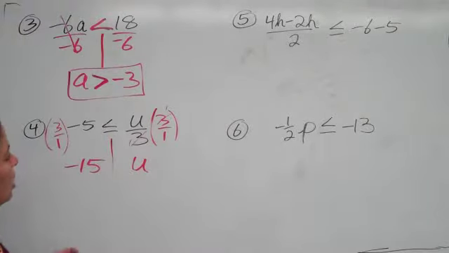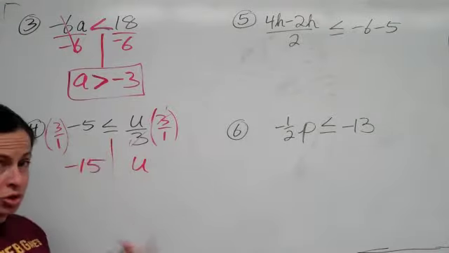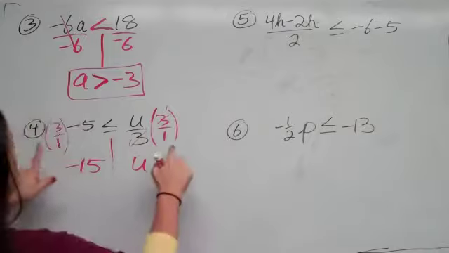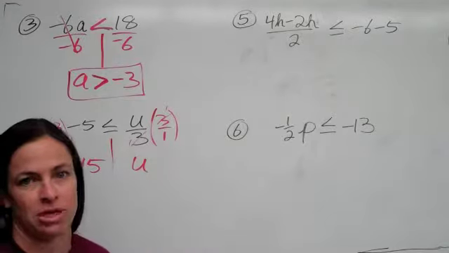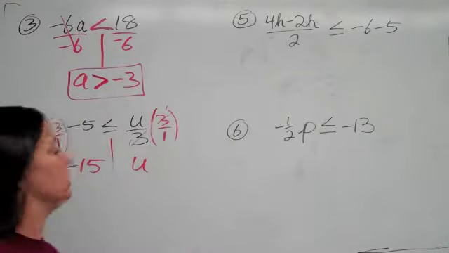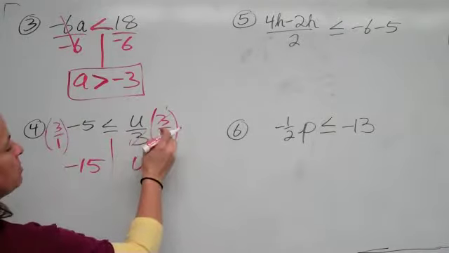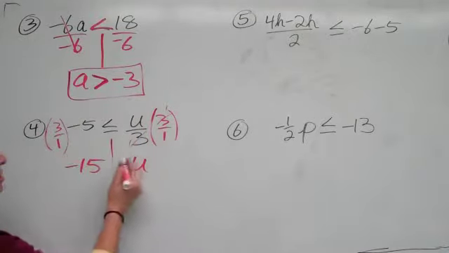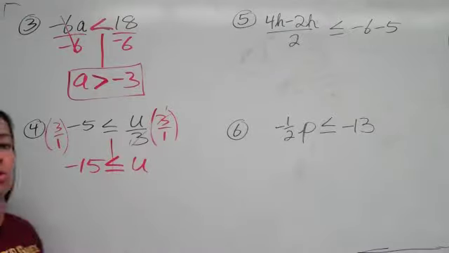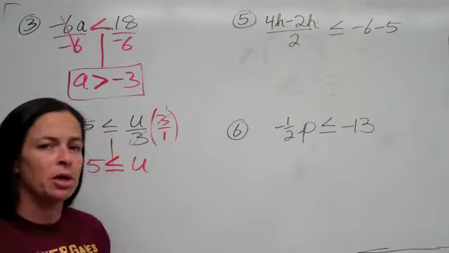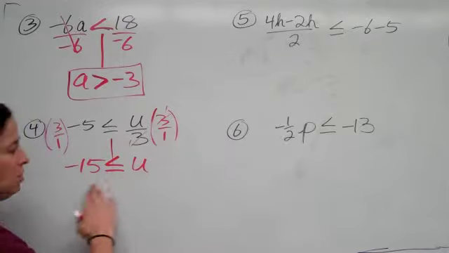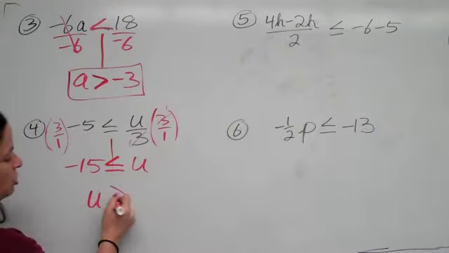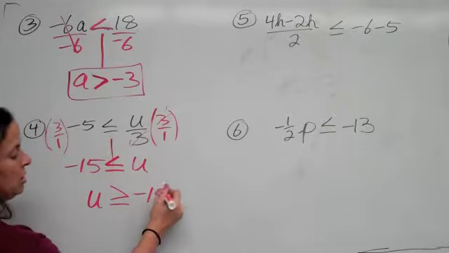Now, I do have a negative in this problem, so do I change the direction? No. Why? Because I didn't multiply both sides by a negative. I just have a negative in the problem. So the rule is, if I multiplied both sides by a negative, then flip it. I did not. So -15 is less than or equal to u would be my answer. But remember, it's a lot easier to understand the values of the number if you put the u on the left. So u is actually greater than or equal to negative 15.